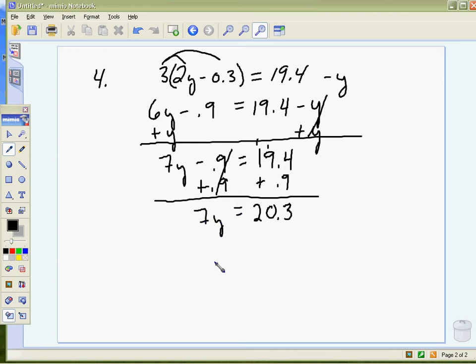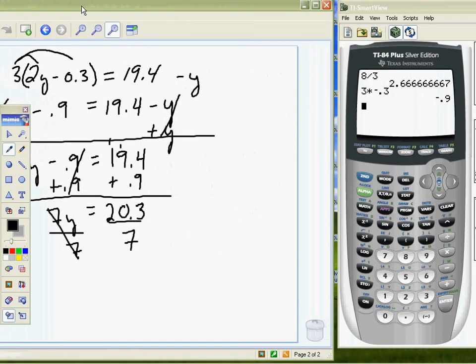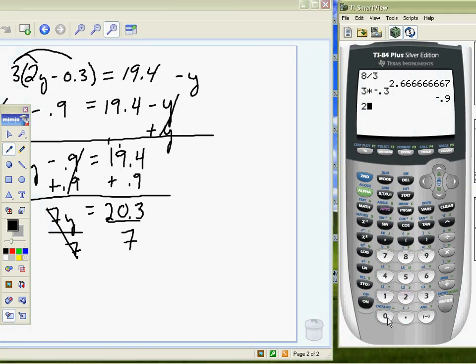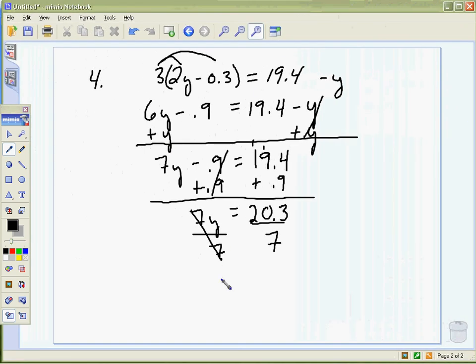Now 7 and y are being multiplied, so I want to divide by 7 on both sides. And use my calculator. So y is equal to 2.9.